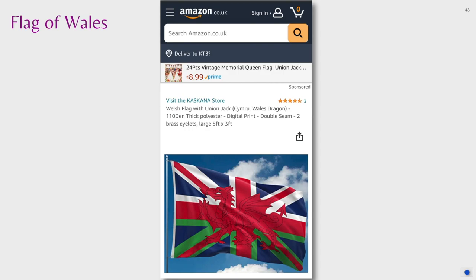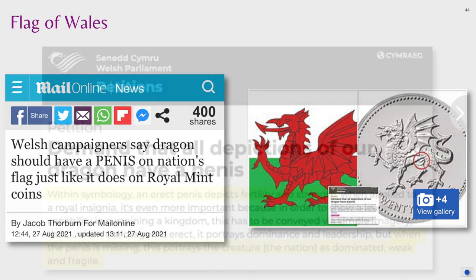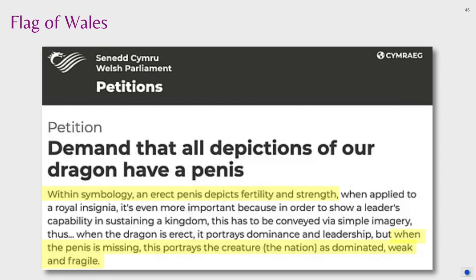Although Amazon is selling this version, if you wish. Mail Online reports that what the Welsh really want is an anatomically correct dragon. And apparently, within symbology, this is from the Welsh Parliament petitions page, an erect penis depicts fertility and strength. When the penis is missing, this portrays the creature, the nation, as dominated, weak, and fragile.